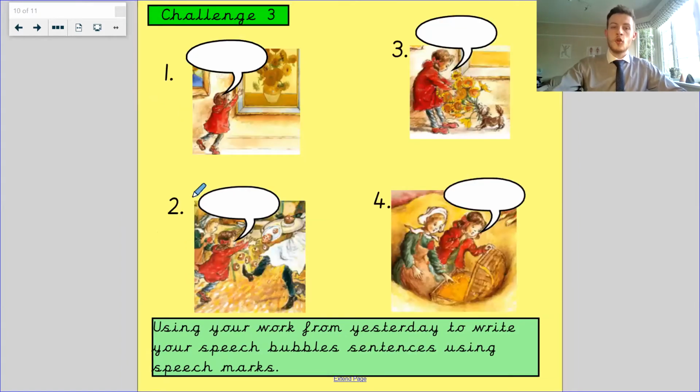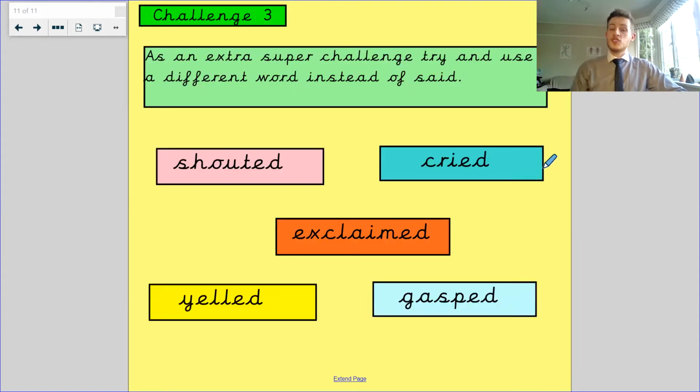Challenge 3, you've got your 4 pictures from yesterday. You can use your same work you did yesterday, but building up on it now, you're going to add your 66 and 99 and then who was talking. Challenge 3, an extra super challenge. You could try and use a different word instead of said, just like I've said then. Shouted, cried, exclaimed. That means as if it's a bit like shouting. Gasped. That means you're really shocked. And yelled. Another word for shouting.